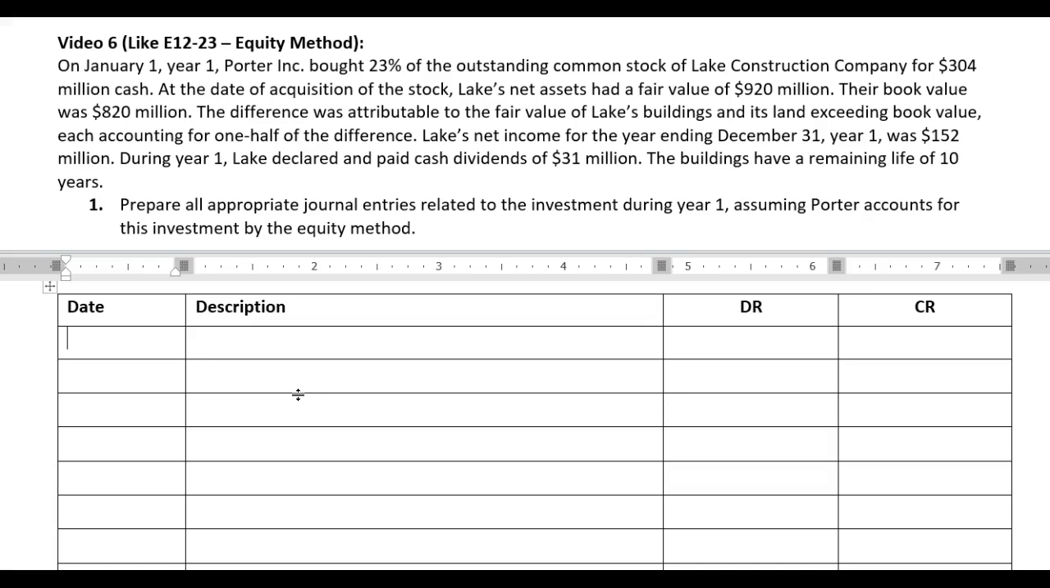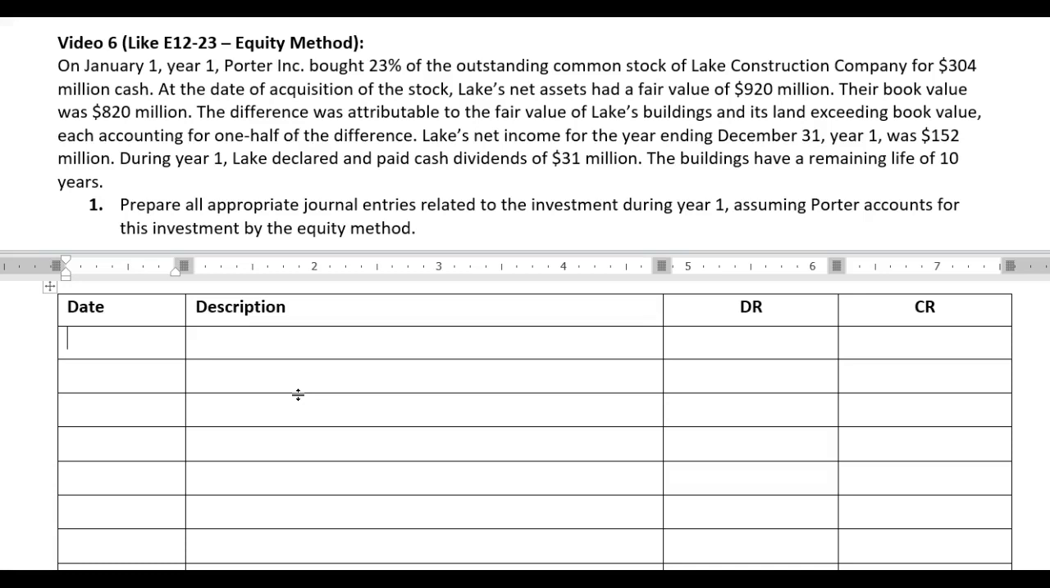Lake's net income for the year ending December 31st, year 1, was $152 million. During year 1, Lake declared and paid cash dividends of $31 million. The buildings have a remaining life of 10 years. Prepare all appropriate journal entries related to the investment during year 1, assuming Porter accounts for the investments by the equity method.